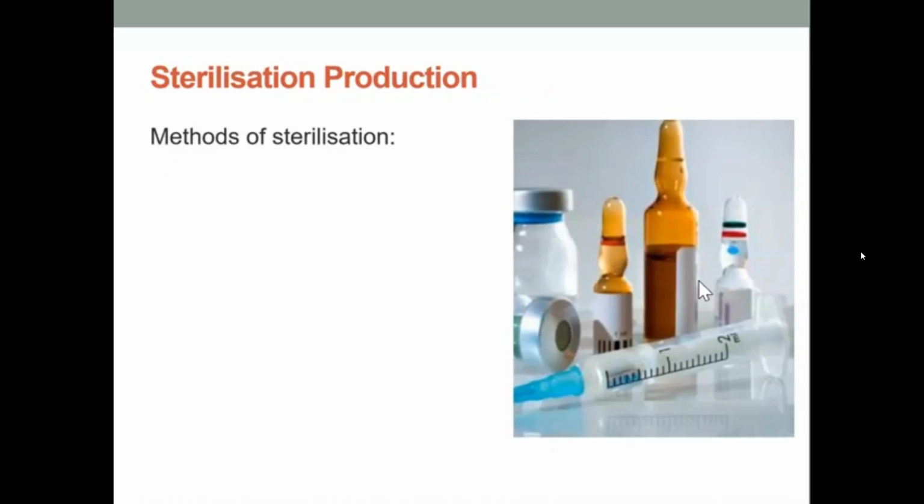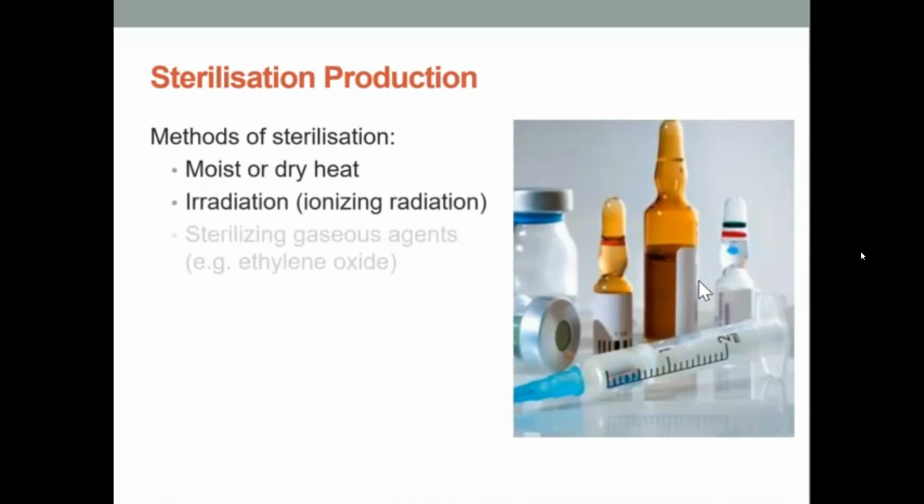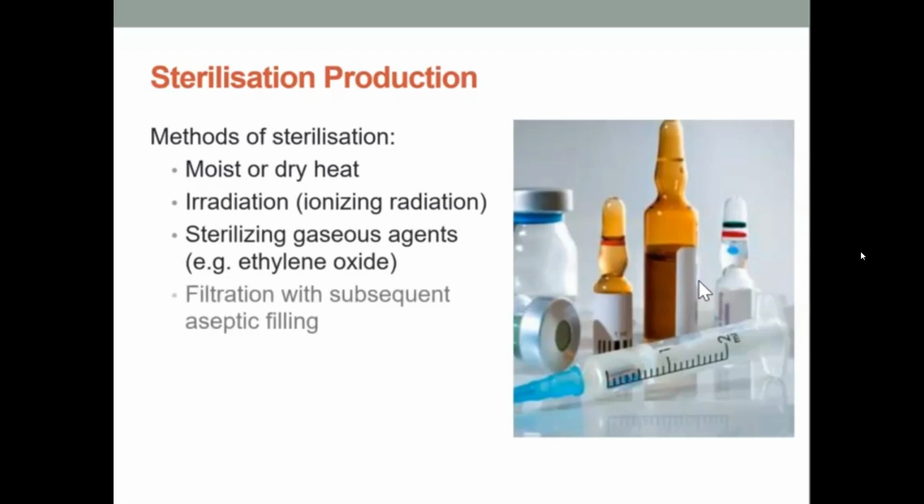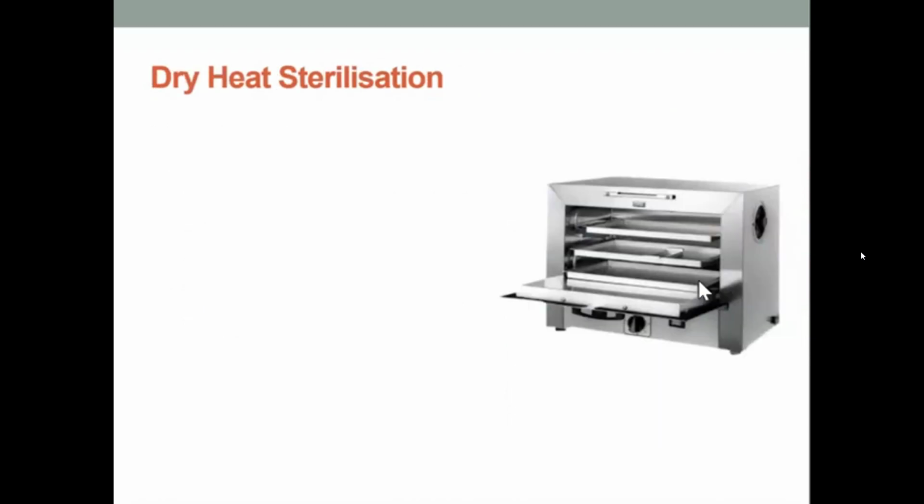Sterilisation production. The methods of sterilisation: moist or dry heat, irradiation using ionizing radiation, sterilising gaseous agents such as ethylene oxide, and filtration with subsequent aseptic filling. These are the 4 methods of sterilisation.